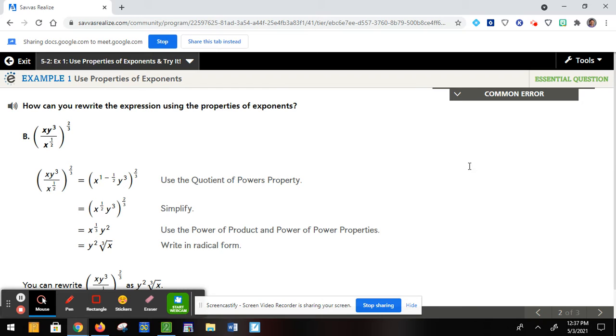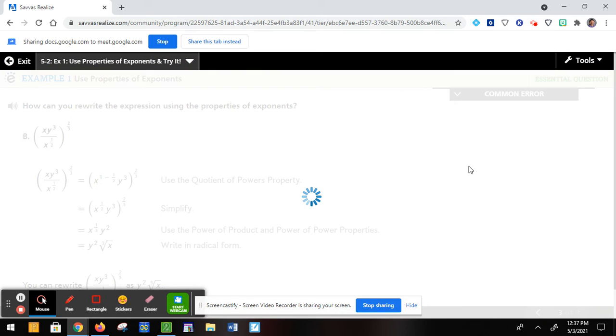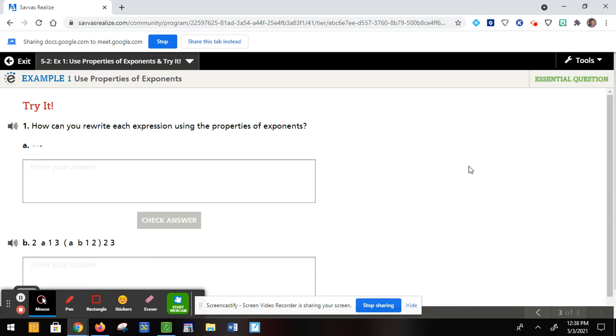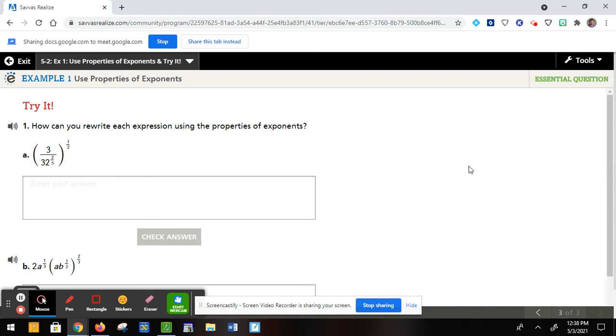And then we're going to write it in radical form. So instead of leaving it as a rational exponent, x to the 1/3 is the cube root of x. y squared stayed y squared. Now you've got two questions to try here. So why don't you pause it, try it, and then come back and we can compare answers.